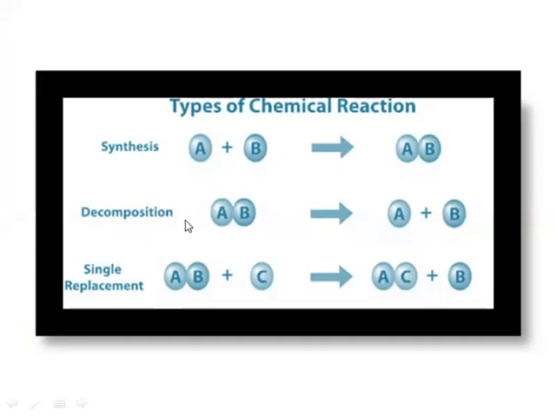Decomposition reaction, the reverse of the combination reaction, is one where a single reactant breaks down to form two or more products. Displacement reaction, which is also known as replacement or substitution reaction, is where a highly reactive element displaces the less reactive element from its solution to give new products.